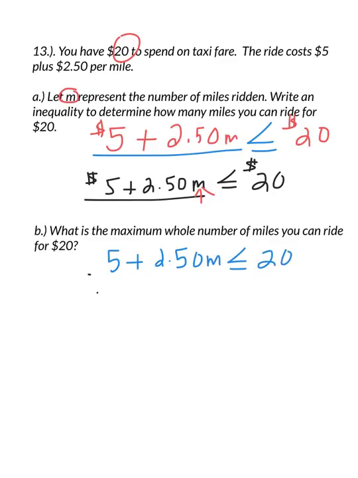First move, subtract 5. That goes away. I got 250m less than or equal to 15. Ooh, I have decimals here.